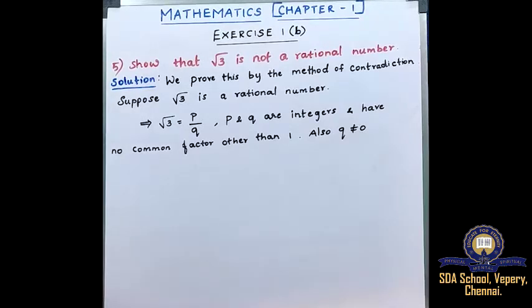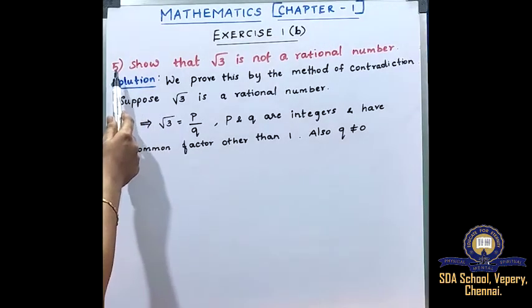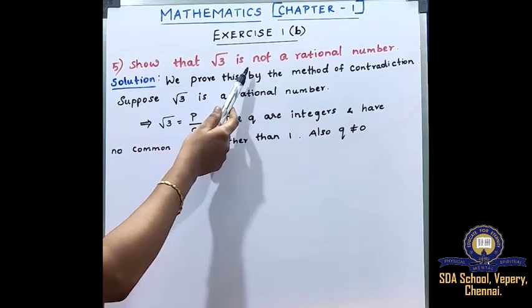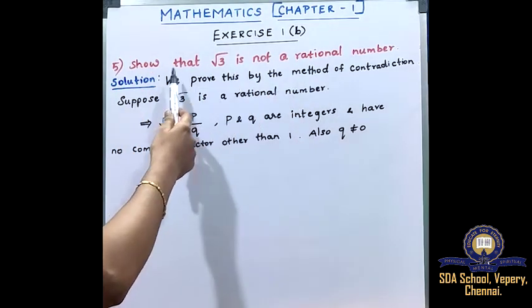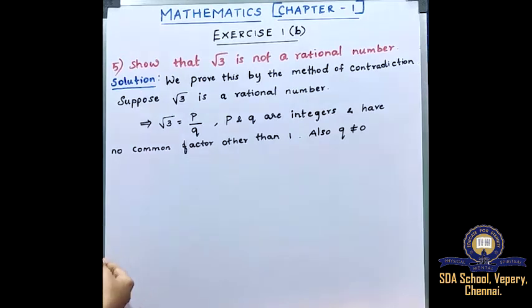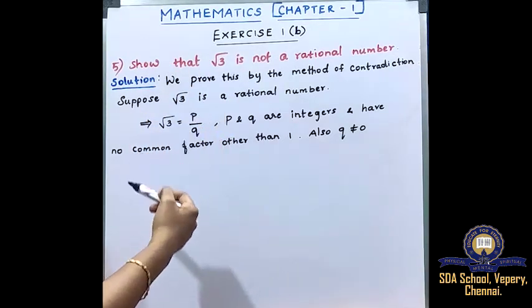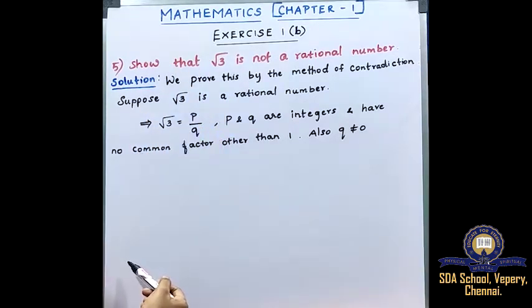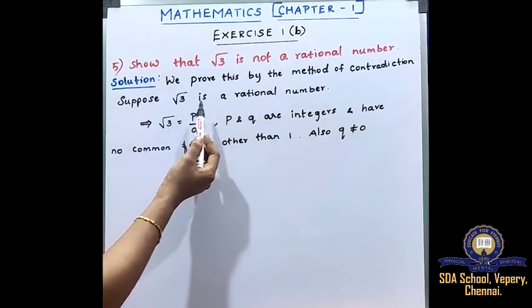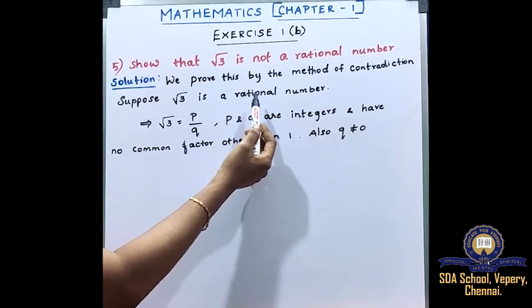Now we are going to see exercise 1b. The fifth question is, show that root 3 is not a rational number. We are going to solve this by the method of contradiction. So what is the method of contradiction? You have to assume that root 3 is a rational number and you have to conclude by saying that it is not a rational number. Okay. So now, suppose root 3 is a rational number.